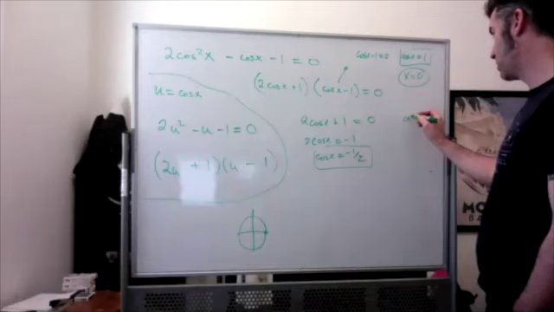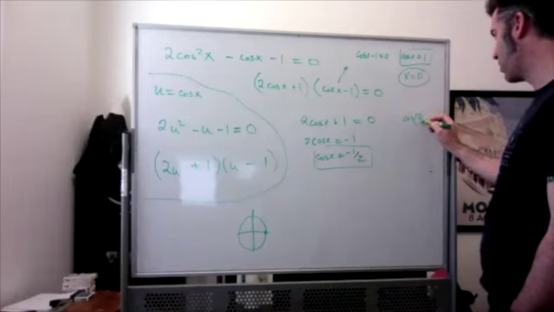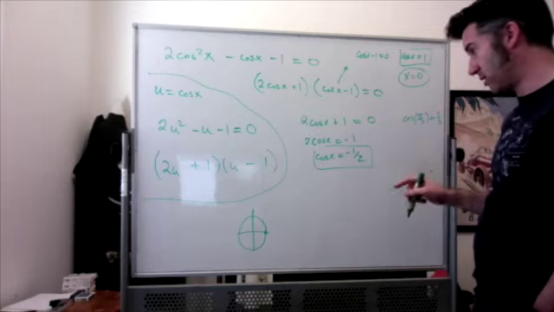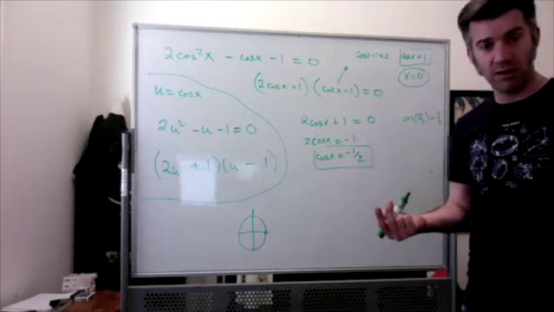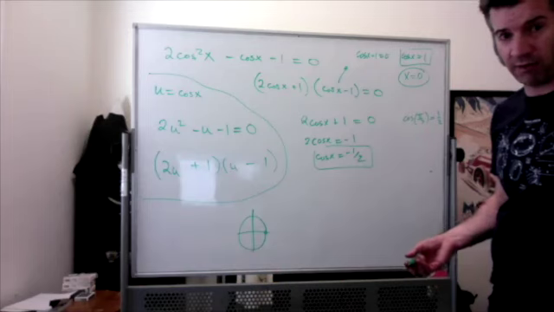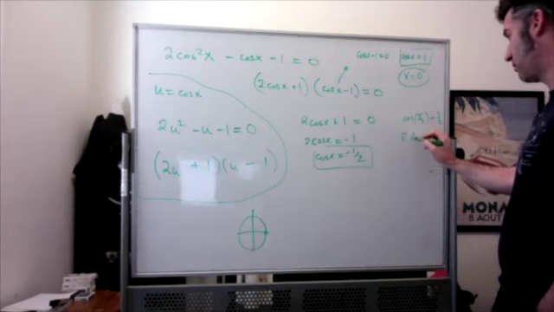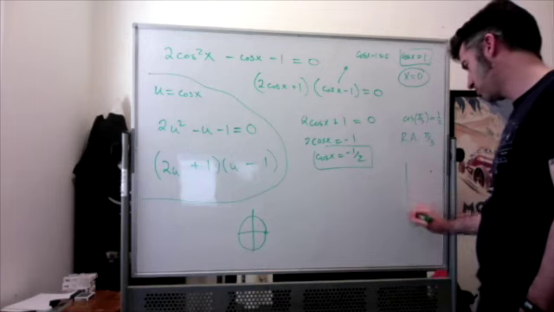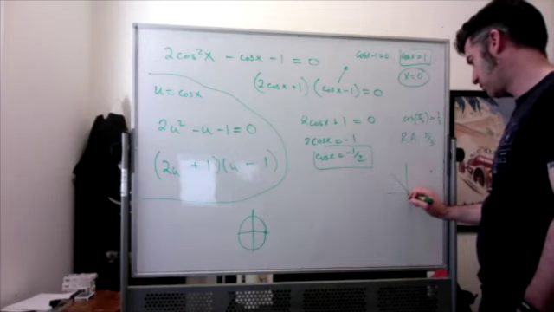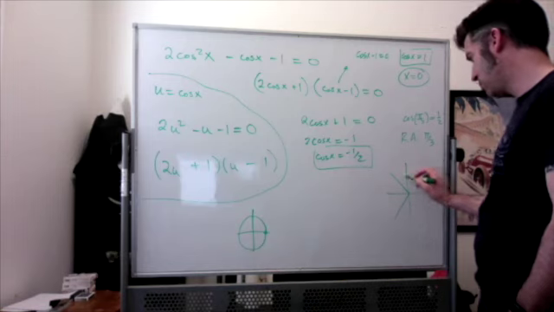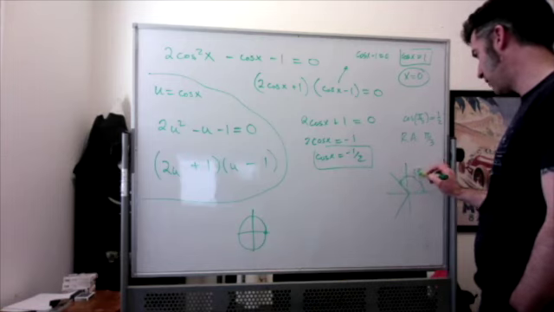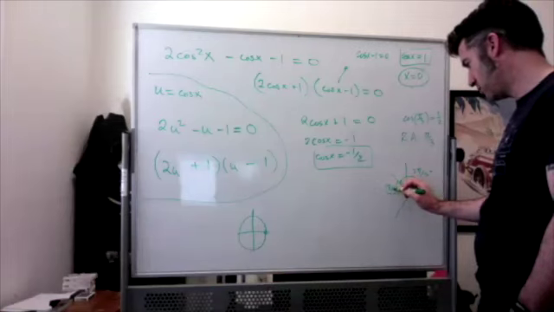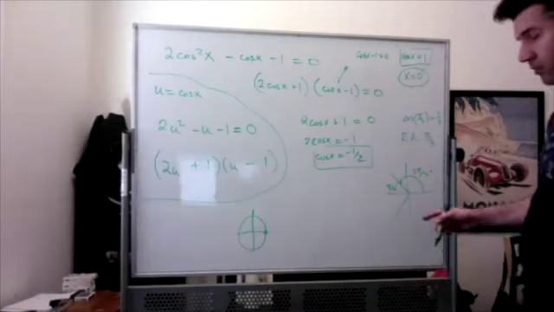So I know that cosine of pi over 3 is positive 1/2. So I'm looking for the angles in quadrants 2 and 3 where the reference angle is pi over 3. So my reference angle is pi over 3. And I'm saying, okay, I want to be in quadrant 2 and quadrant 3. So in quadrant 2, the angle is 2 pi over 3, because if you add pi over 3, you get pi.